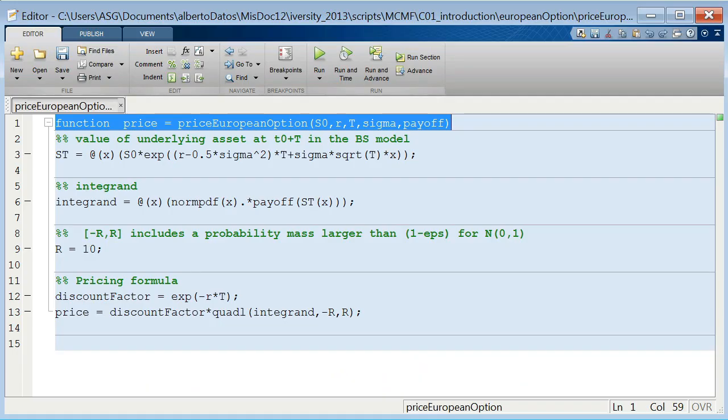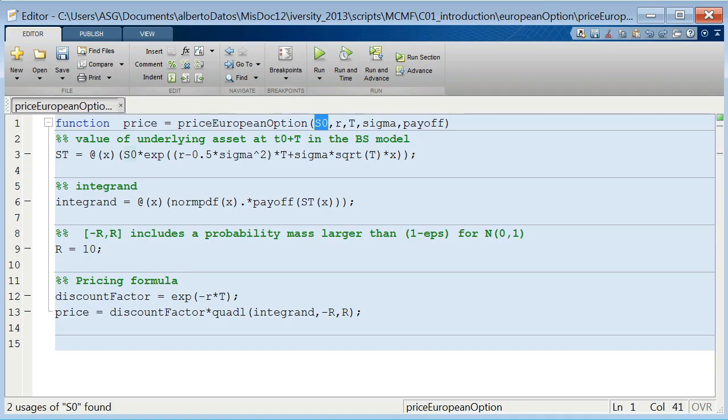The function used to price a European option takes the following arguments: S0, which is the initial price of the asset; r, which is the risk-free interest rate; T, which is the length of the interval during which the option is defined; sigma, which is the volatility that characterizes the asset; and finally the payoff, which is handed to the function that defines the payoff of the option.